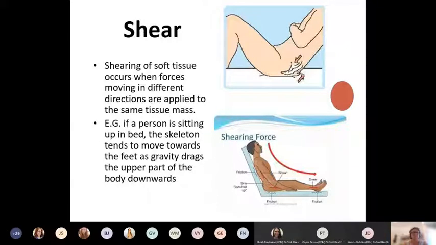So these occur when there is shearing of soft tissue, when forces moving in different directions are applied to the same tissue mass. So it sounds quite complicated, but it's quite easily demonstrated by this picture of people sitting half propped up in bed. So the weight of their body, gravity, is pulling the weight of their body in a downward direction, but their bottom is in contact with the bed, so the body wants to go one way, the skin is staying in another, and you get this sort of drag and pulling effect on the tissues in the area there.